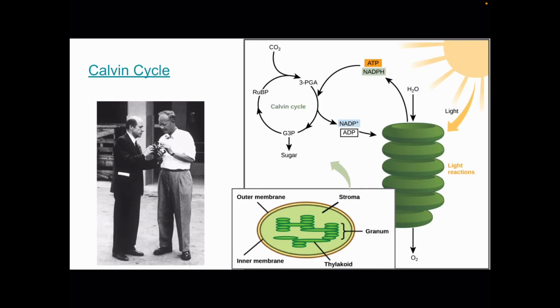There's a lot going on in the Calvin cycle, and we could get into a whole bunch of details, but we're not going to. We're going to know that there are three major phases of the Calvin cycle, and that's what we're going to learn.